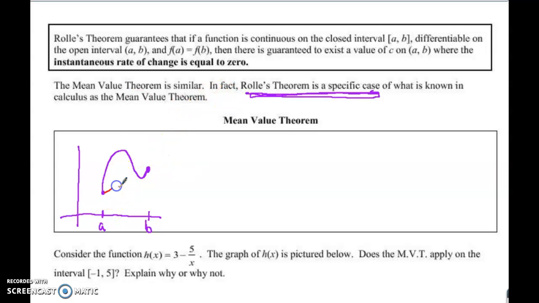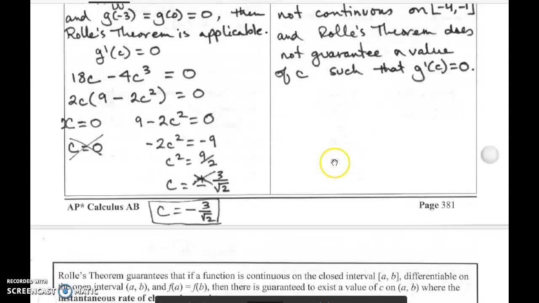And I asked you for the secant, so I'm just changing colors. Then there must exist at least one point on that curve where the tangent line, so the slope at a point, is equal to the average rate of change. Now in the picture I drew, it looks like there's a second one over here as well, but there must exist at least one.